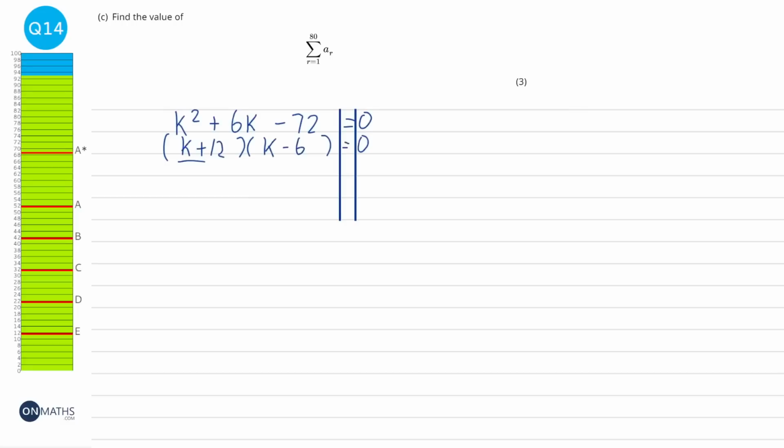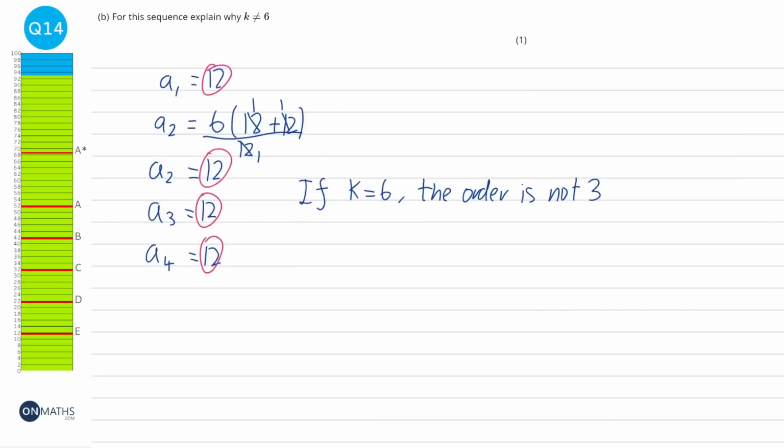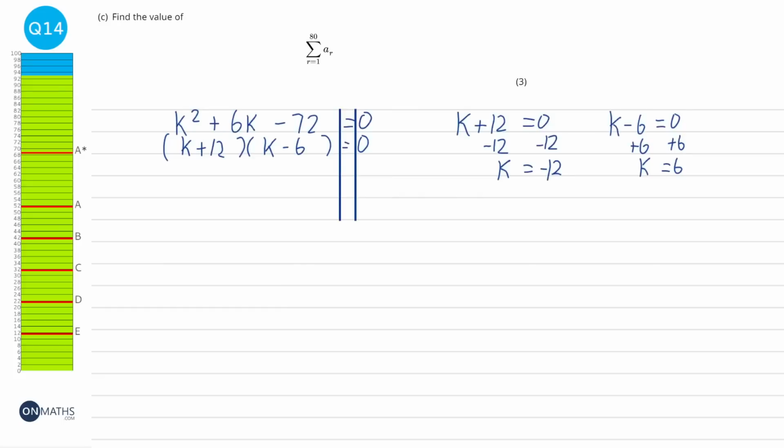So putting the left hand equal to 0. So k plus 12 equals 0. Take away 12 both sides. K equals minus 12. Right hand side equal to 0. So k minus 6 equals 0, plus 6 both sides, will be k equals 6. Now you might be thinking, well, how do we know which one it is? Well, think back to our answer to question B, where we've explained it can't be 6. So it can't be 6, so it must be minus 12.